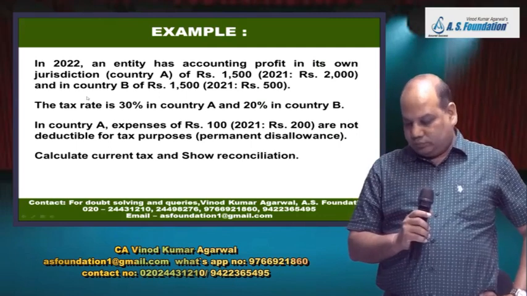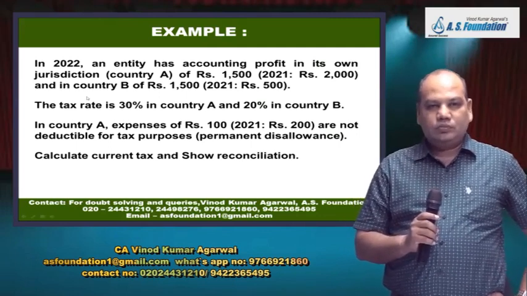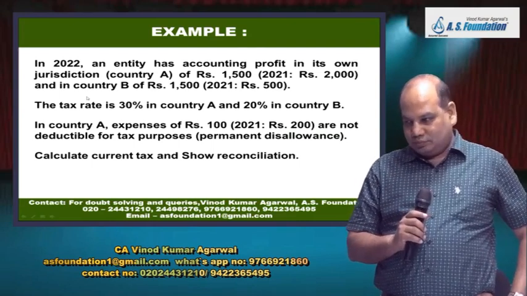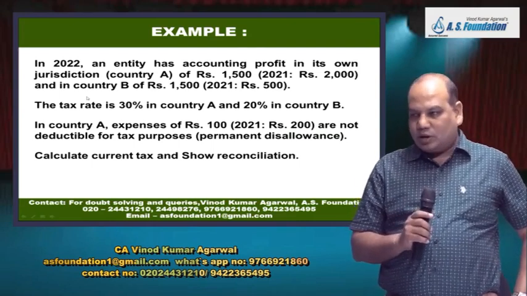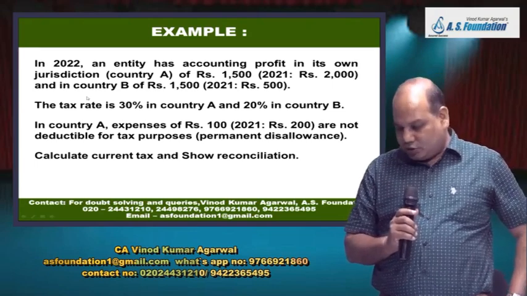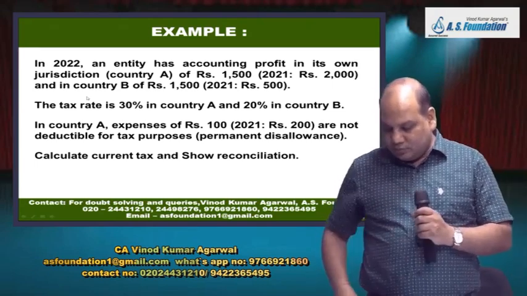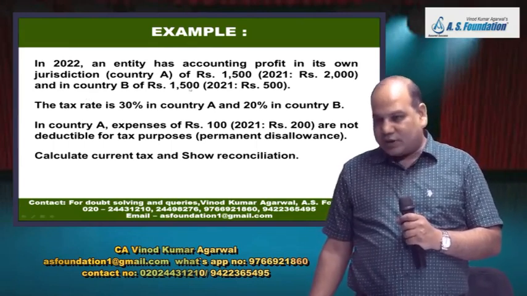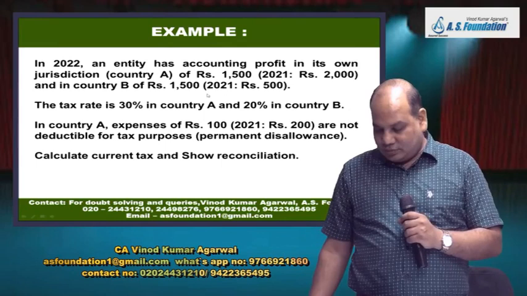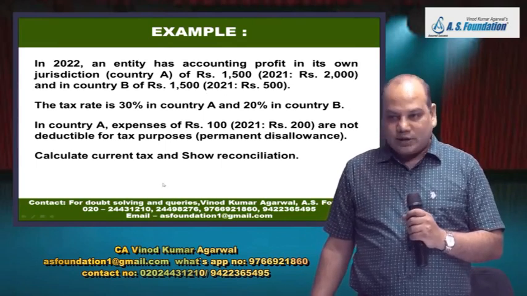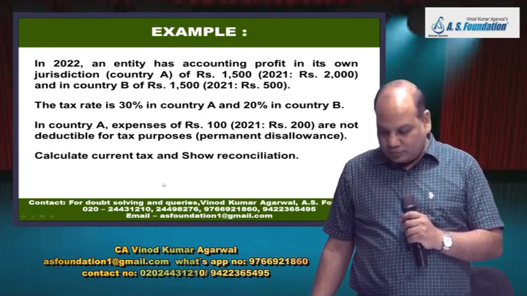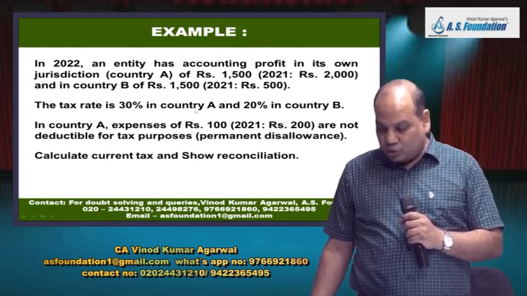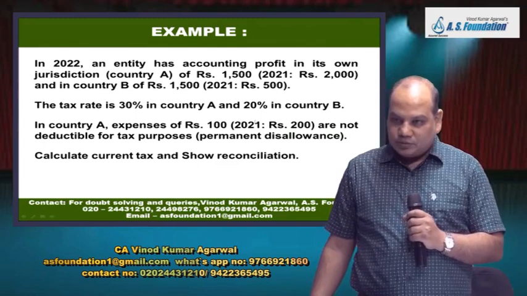Calculate current tax and show reconciliation. So this time there are two reasons why your tax as per accounting profit will not match with your total tax expense. One, this expense disallowed. Second, lower tax rate in country B. Is it right?